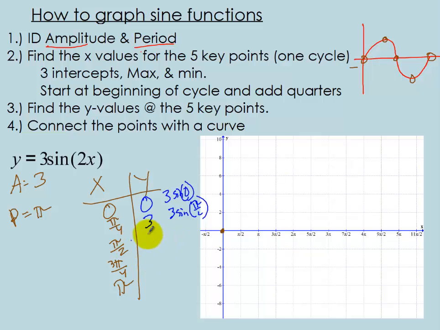Now the next one, for pi over 2, that's going to be 3 times sine of 2 times pi over 2, that's actually going to come out to pi. Sine of pi, that's the y value at 180 degrees, and that is 0. 3 times 0 is 0.